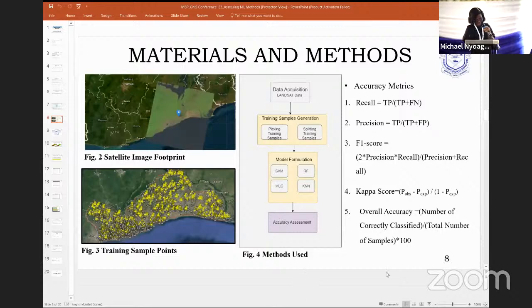We split our generated samples into 2. So we used 80% for training, and then we used 20% for testing. After that, we also converted the image. The image was in a TIFF format. So we converted it into an array format to get the pixel values as digital numbers. Then we trained our models, the 3 models I have mentioned earlier.